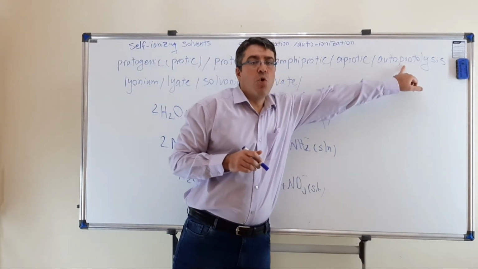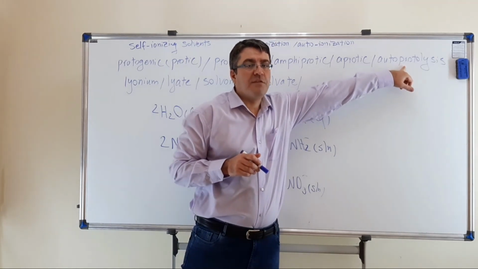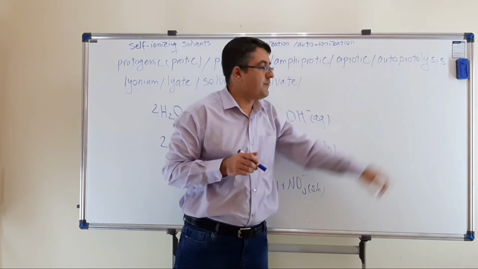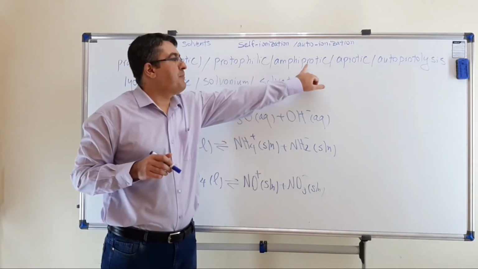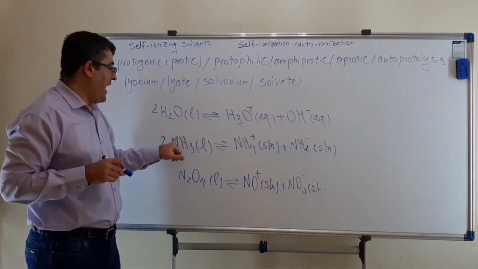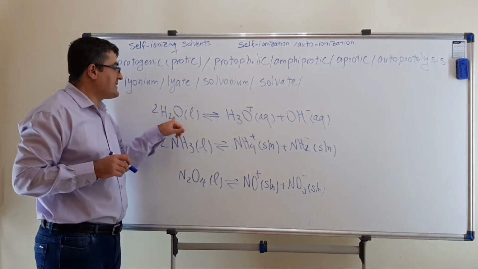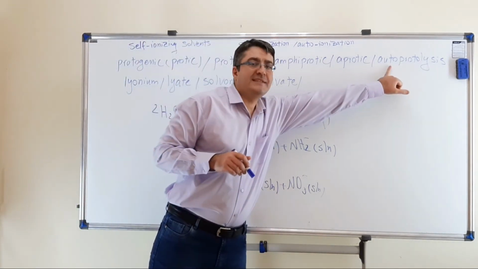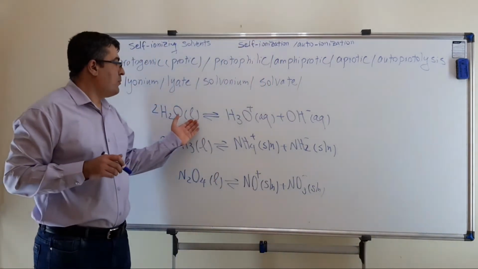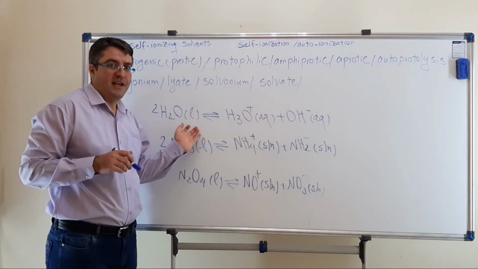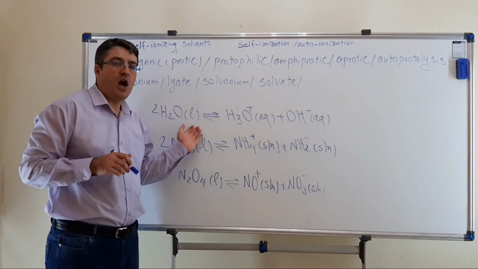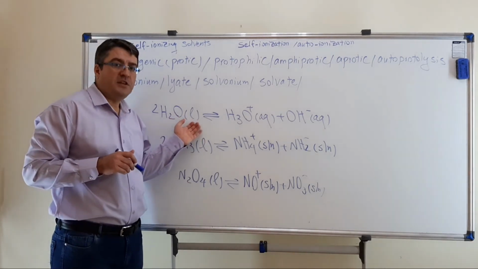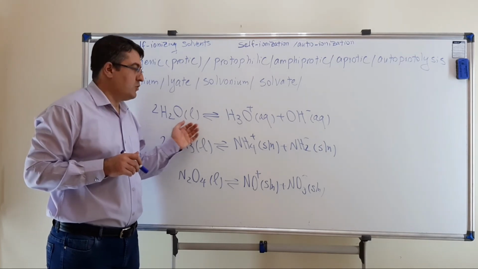Autoprotolysis is a proton transfer reaction between two identical molecules, usually solvent molecules. In the case of amphiprotic solvents, like water and ammonia, we see that self-ionization reaction is in fact autoprotolysis. This is the autoprotolysis of water. The self-ionization reaction of water is its autoprotolysis. We have transfer of H plus between two solvent molecules.